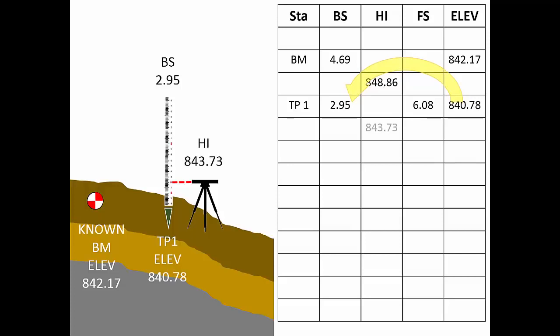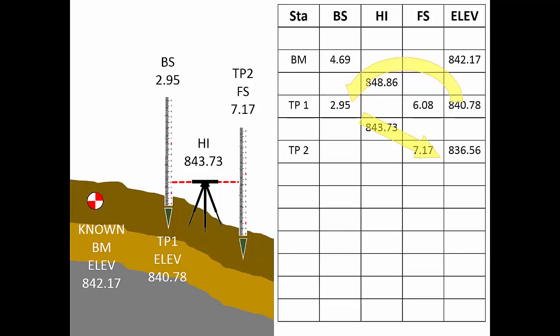Next, the rod person moves forward, sets a new turning point, TP2. After reading and recording the foresight on turning point 2, we now have enough information to compute the elevation at TP2. Have you seen a pattern in the field notes so far?